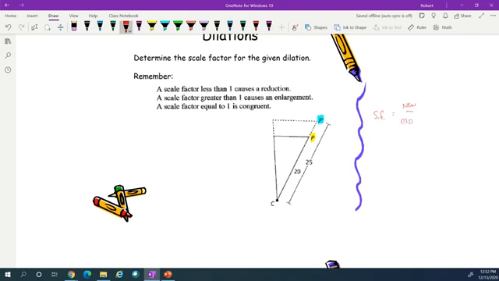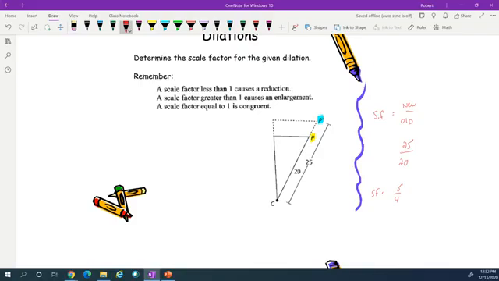So if we look at this example, the new length, CP prime, is 25. The old length of the segment, CP, is 20. Well, that gives us a scale factor of 5/4. That is an enlargement. The triangle got bigger.